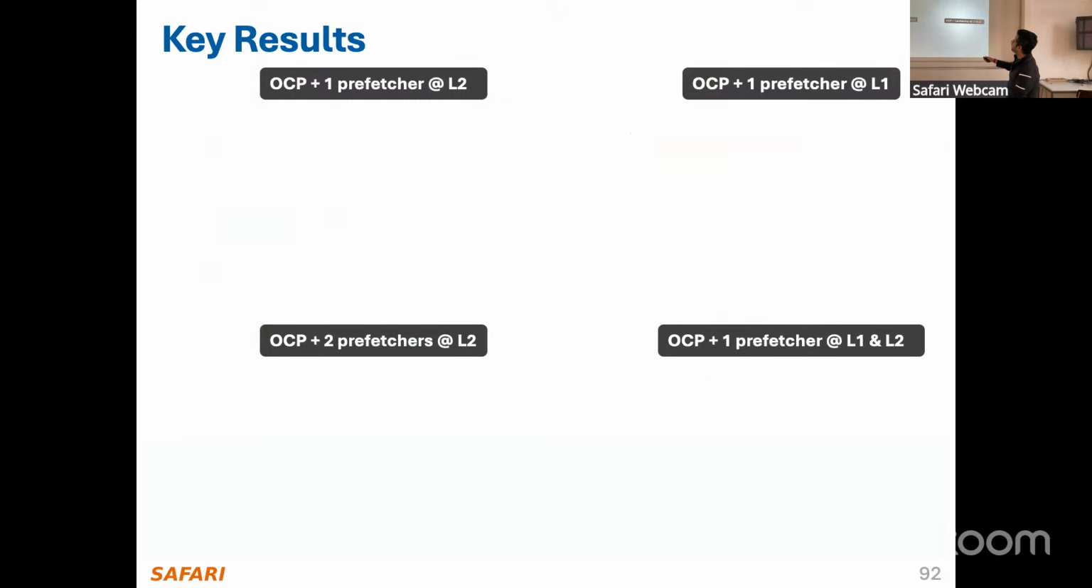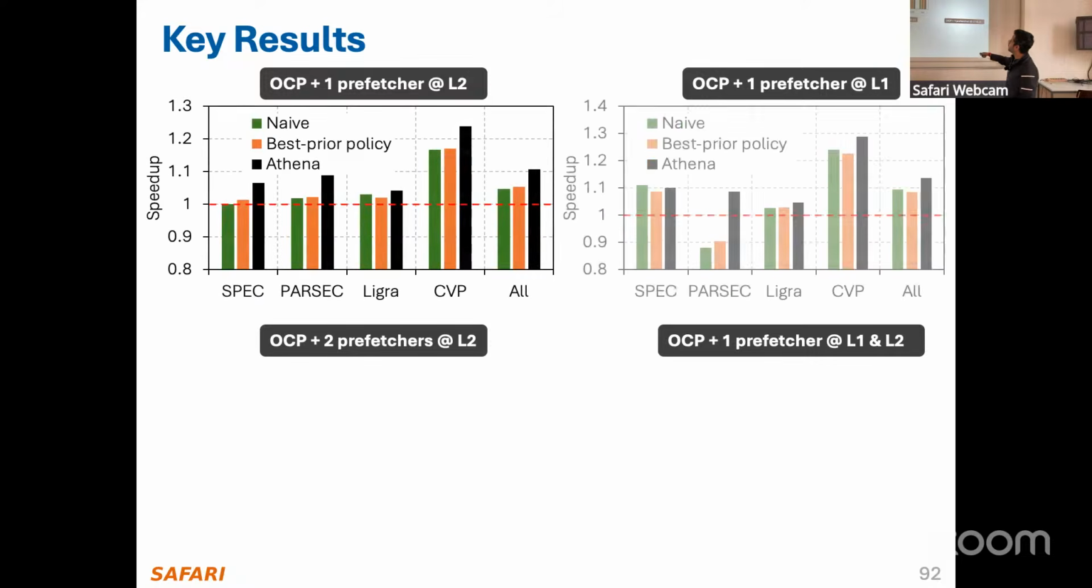What we are essentially showing over here is different types of design points. You're seeing here the off-chip predictor with one prefetcher sitting at the L2 cache, maybe one prefetcher at the L1 cache, two prefetchers at the L2 cache, and one prefetcher at both L1 and L2 cache. Basically what we are trying to demonstrate is that if you have this sort of RL mechanism, you do it once and it would seamlessly adapt to different types of configurations that you're throwing at it. And that's what we are showing over here.